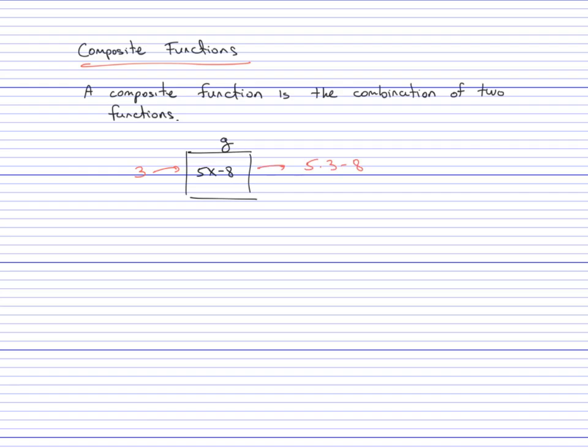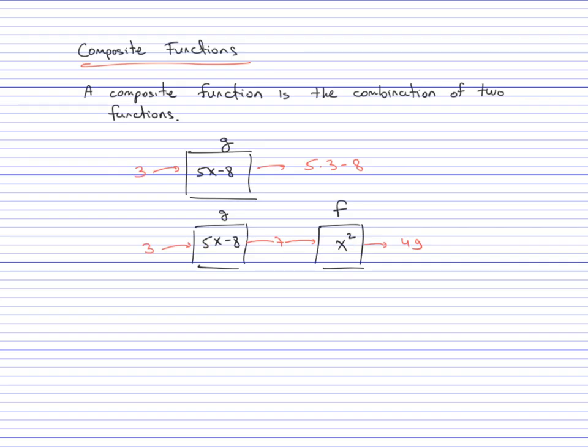Now let's say that we want to composite two functions. So we want to take a combination of two functions. Let's take the same g, 5x minus 8, and let's add another function f. Let's say that f is defined as x squared. And now let's again take 3 as an input. If I take 3 as an input, g returns 7. Now, let's put 7 into f, then you'll get 49. So what we did, we combined those two functions together.